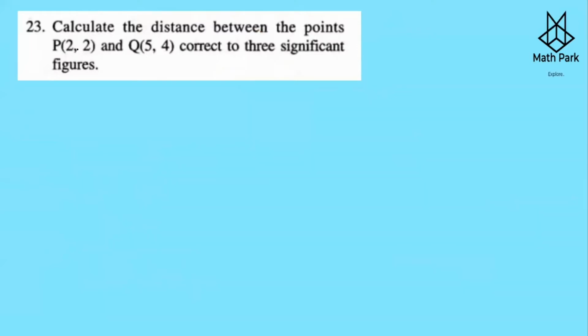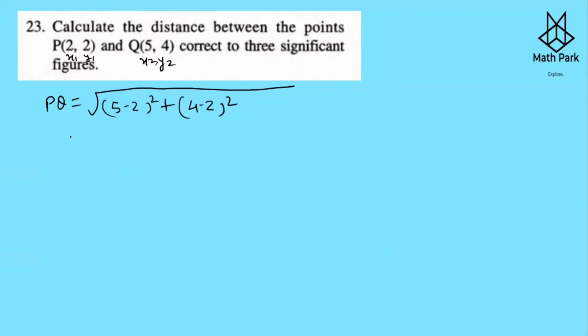So let us find the distance. So we have, this is my x1, y1, and this is my x2, y2. So we use the formula PQ is equal to the square root of x2 minus x1, that is 5 minus 2 the whole square, plus y2 minus y1, that is 4 minus 2 the whole square. So which we get as root of 5 minus 2 is 3 square, which is 9, and 4 minus 2, that is 2 square, which is 4. So 9 plus 4 is root 13.